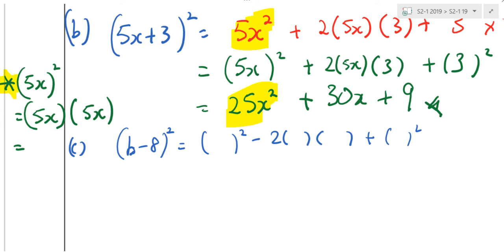Right. So, over here, what is the first blank? b. The second one? b. Then 8. Then 8. Expand it. What is b squared? Second one? 16b. Third one? 64.